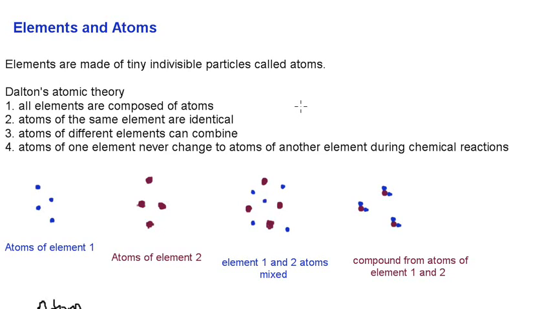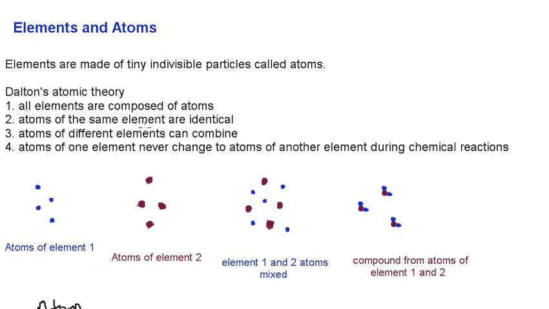You cannot see an atom with the naked eye, and you cannot see an atom with a microscope. So atoms are very, very tiny. Just imagine you trying to break something until the point where you just can't break it anymore. Well, it's even smaller than that.